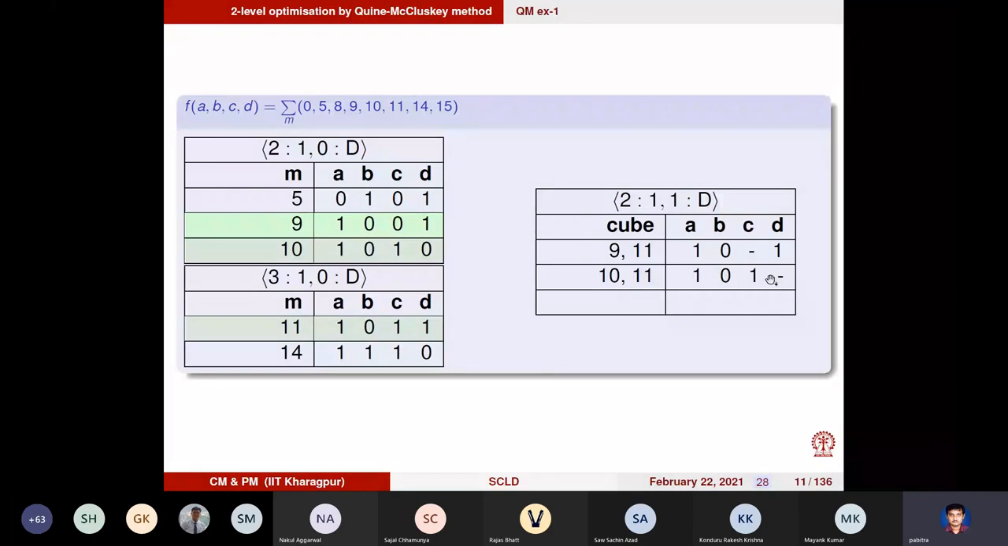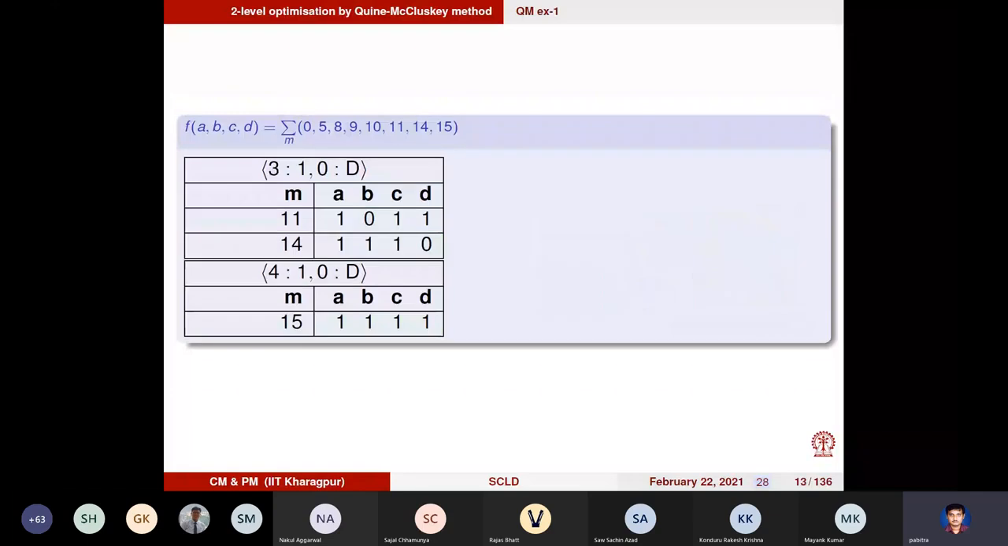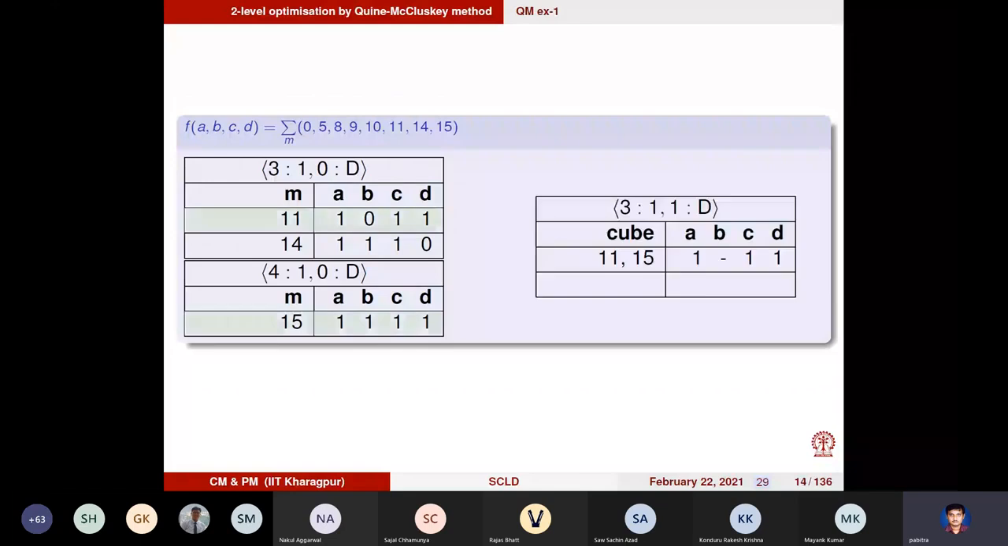Note that this cube is larger than this cube. These are basically points in the binary cube, but in the Karnaugh map, this will correspond to 2 cell cubes. Similarly, 10 and 14 I can combine. Okay, so now let's combine the next two groups, that is 3 ones and 4 ones. Here also you see 11 and 15 you can get. 11 and 15, similarly 14 and 15 you can get.